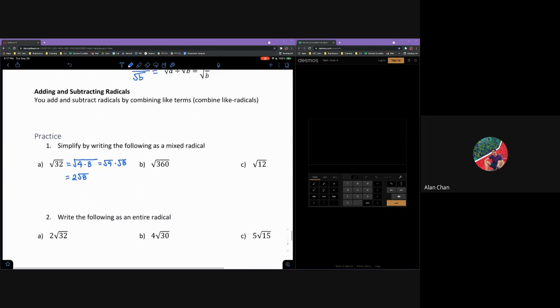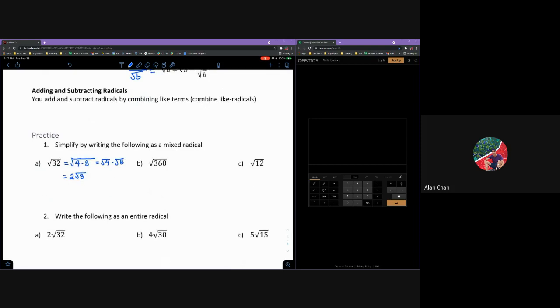Now we actually can simplify further. Why? Because 8 is 2 times 4. So again, we could rewrite this as 2 times square root of 4 times 2, which then we could rewrite as 2 times the square root of 4 times the square root of 2. And of course, we know the square root of 4 is 2. So it's 2 times 2 root 2, which is just 4 root 2. Okay, very simple. We actually could have reduced the factors and multiplied this by 2 times 4 in this step, and we would have been able to get the same answer.